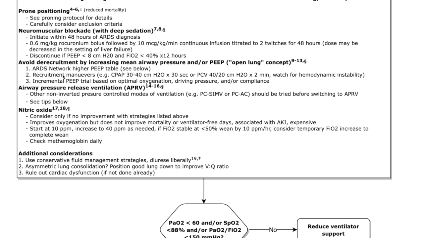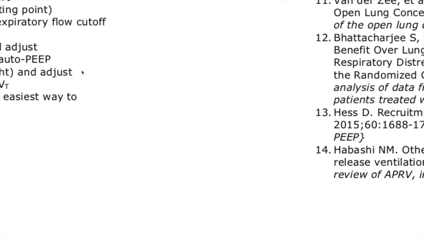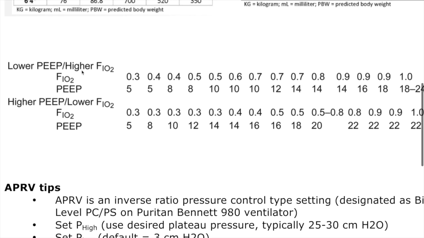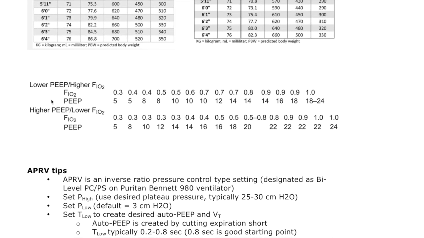So the ARDS network, in all of their studies, used different PEEP tables. There's a higher PEEP table and a lower PEEP table, as you can see here. The PEEP tables relate to FiO2. So if you're having trouble on the ventilator and you've tried all the initial strategies on the algorithm, we might want to kick this patient up to the higher PEEP table.